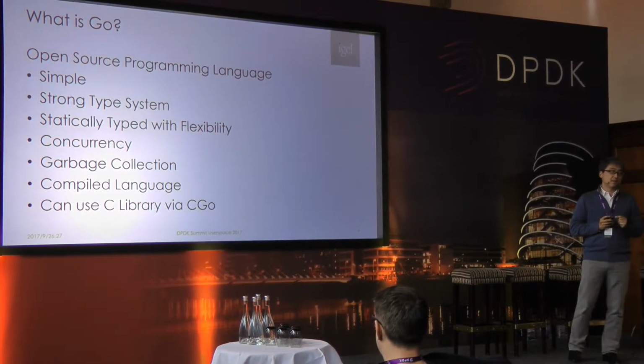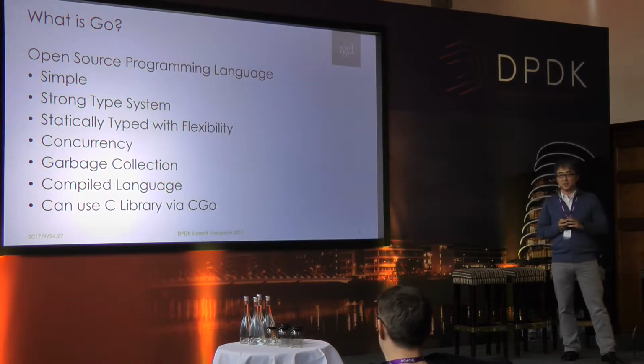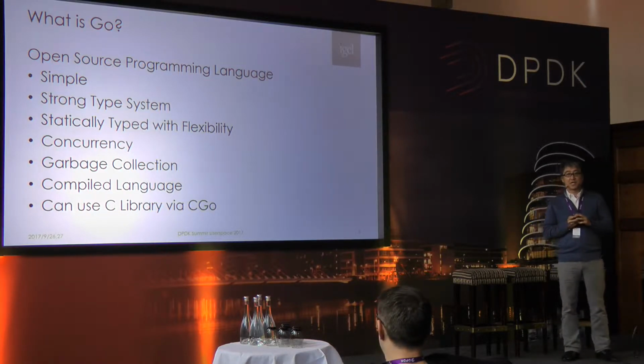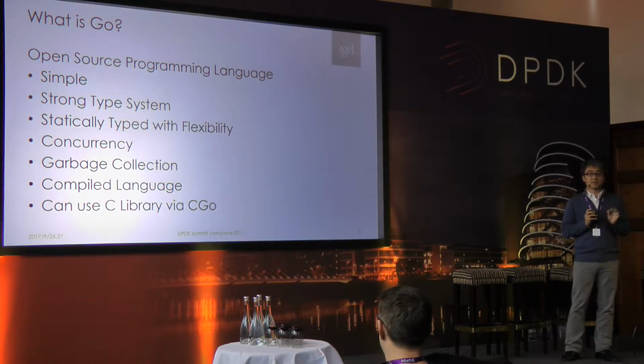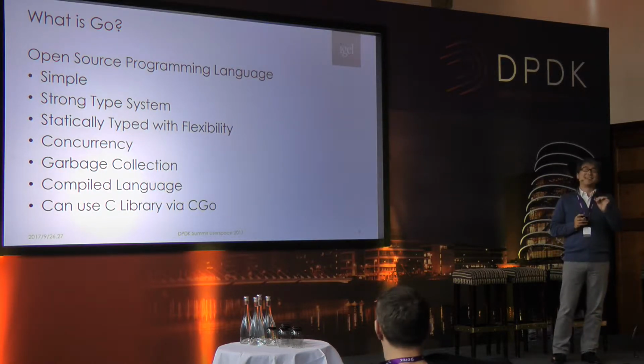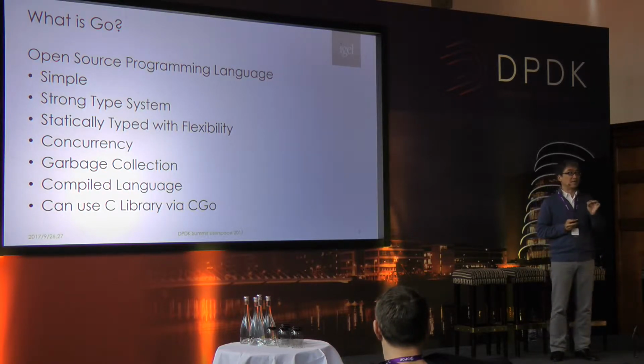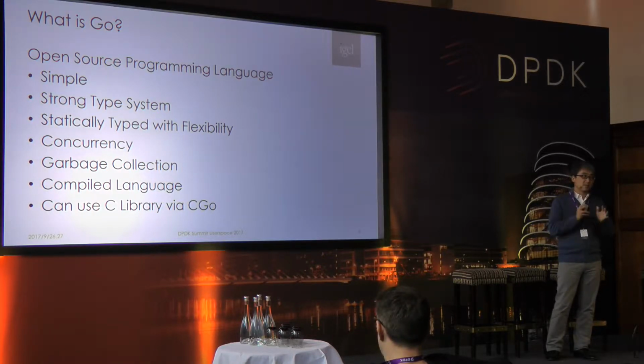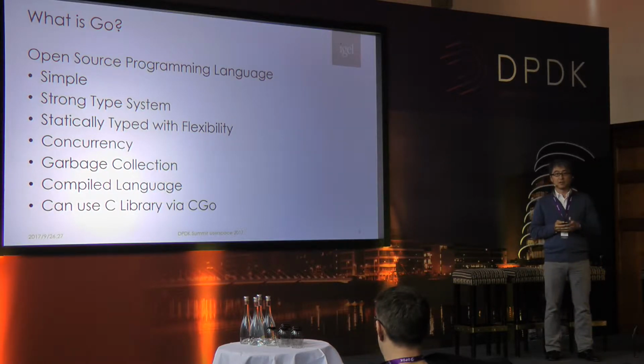What is Go, by the way? Many people may know about it, but it's quite simple. It's an open source programming language, mostly driven by Google. It has a very strong type system, statically typed, but at the same time it has some flexibility. By design, it has concurrency support natively built into the language. There's garbage collection, and it's still a compiled language. And you can use C libraries directly from Go, of course via cgo, but it's kind of direct. You can directly call the C library.